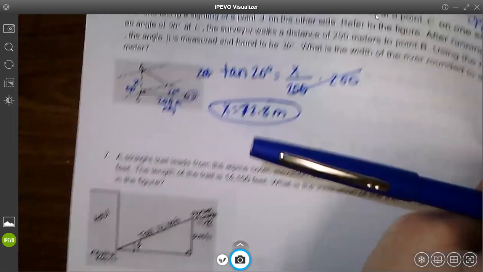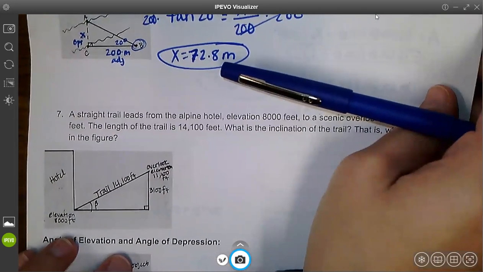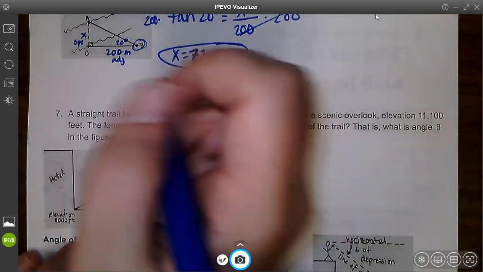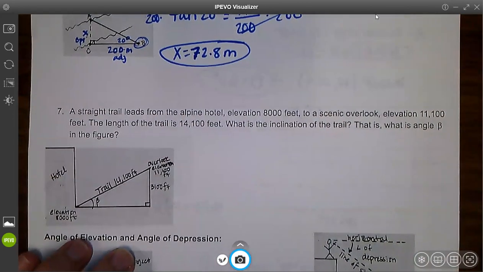The next one, a straight trail leads from the Alpine Hotel at an elevation of 8,000 feet to a scenic overlook, elevation 11,100 feet. The length of the trail is 14,100 feet. What is the inclination of the trail? So we want to find the angle beta in the figure.